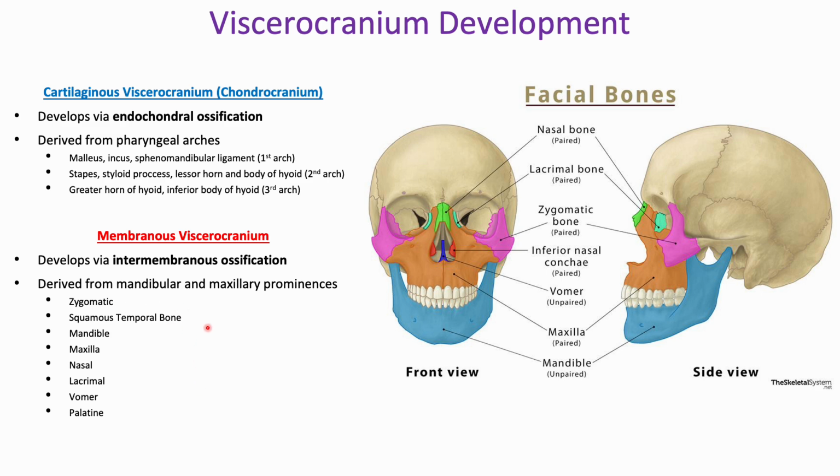Your zygomatic bones, the squamous part of your temporal bone, your mandible, maxilla, nasal, lacrimal, vomer, and palatine bones. And you can see all of those indicated in this image. So again, all of these bones of the face primarily are going to be formed by membranous or intramembranous ossification, meaning that they're membranous viscerocranium. But again, really important that we designate this as viscerocranium compared to neurocranium, which refers to all the bones that surround the skull.